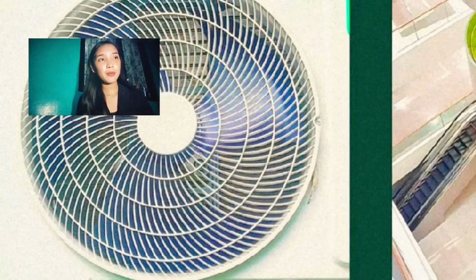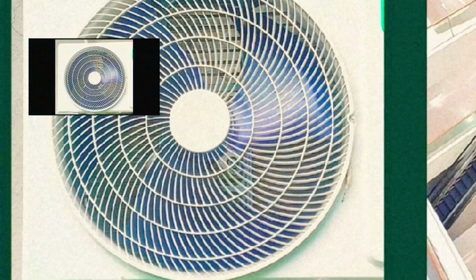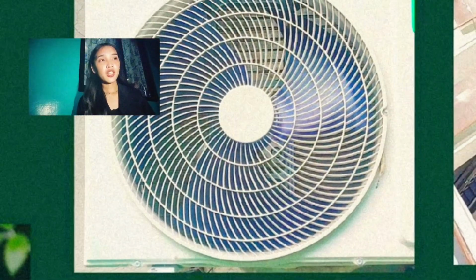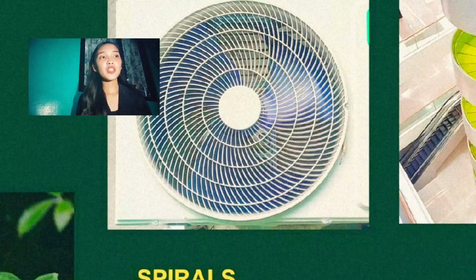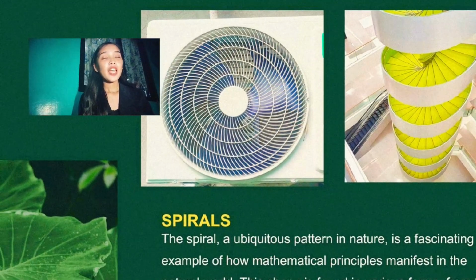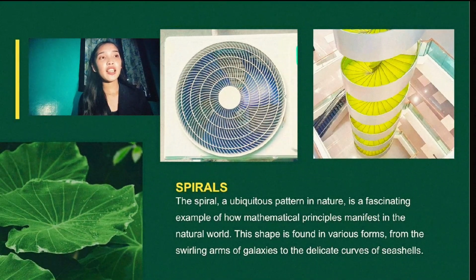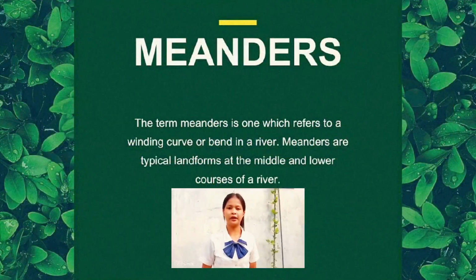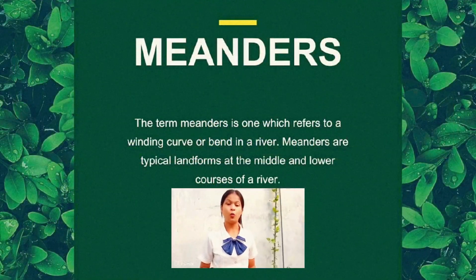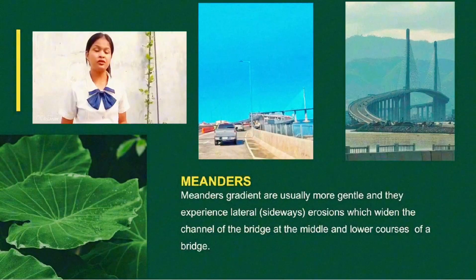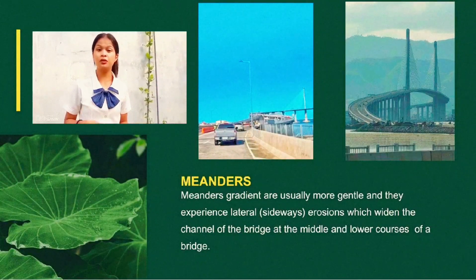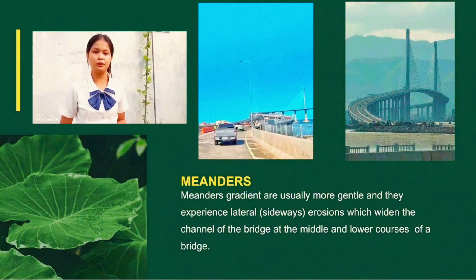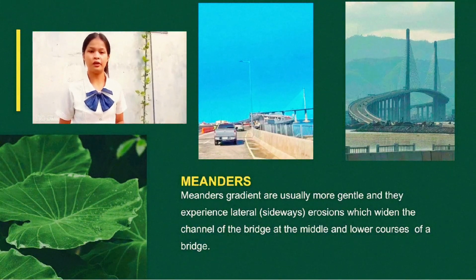The second example is an air conditioning fan. The fan grill exhibits a logarithmic spiral, where curves expand outward from a center point in a way that maintains a constant angle between radial lines and the curve. Now, let's delve into the meander pattern. A meander pattern is defined as a winding, curved line that repeats itself in a continuous flow of motion. It is mostly seen in rivers or streams, or also coastline areas.